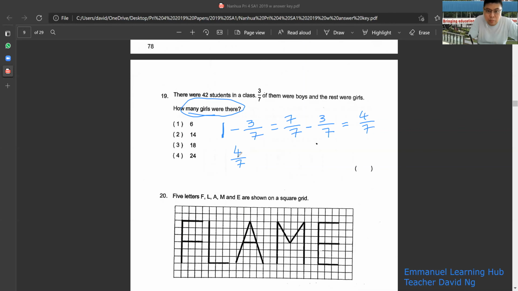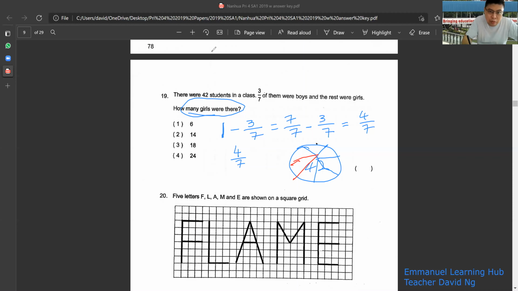What must you do? 4 over 7 minus 40? No, minus 42? No. You think carefully. One whole is 42 students. I want 4/7 of it. Okay, I want this part.